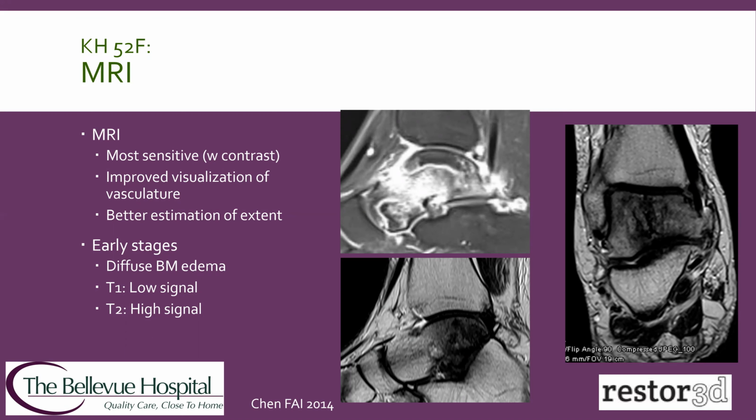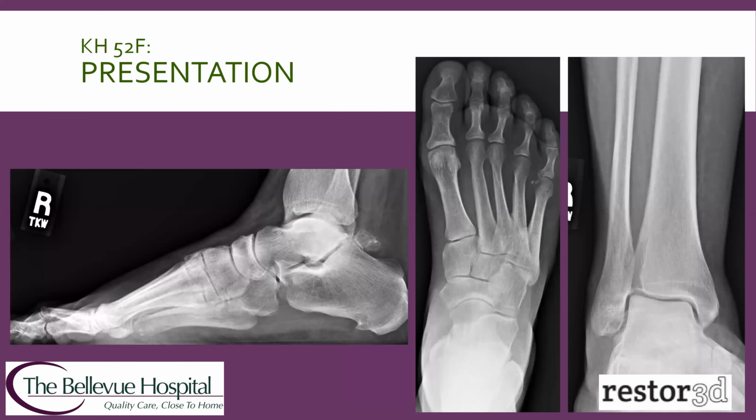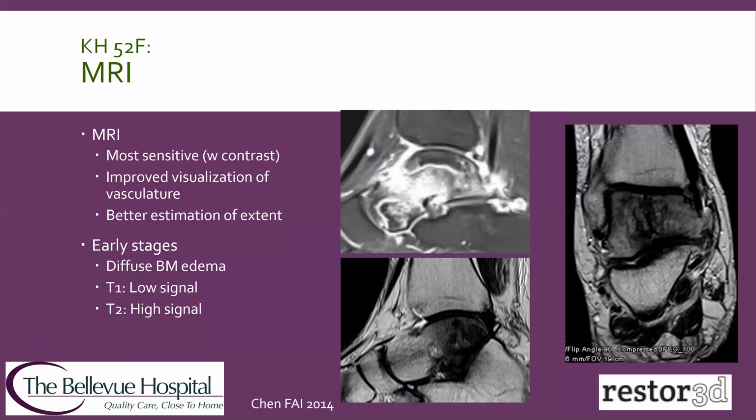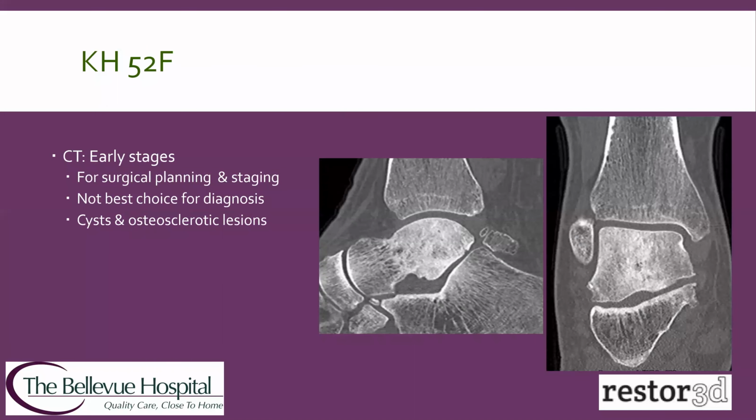And you'll see a lot of edema on the T2s, and then decreased signal on the T1s, and multiple cystic and sclerotic changes. So in the earlier stages such as this, MRI is a good modality when you're looking at the x-rays, not much deformity, not really a history of trauma or fracture.